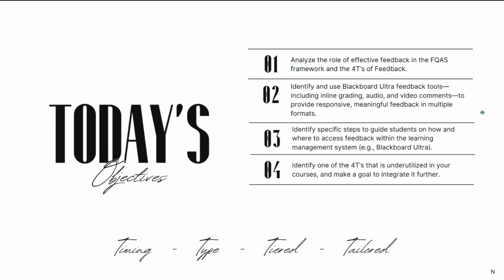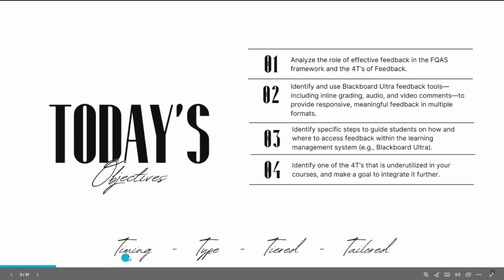Our 4 objectives up here today are: 1, to analyze the role of effective feedback in the FQAS framework and the 4 T's of feedback. On the bottom you're going to see the 4 T's, because I didn't want to tease you with them. We've got timing, type, tiered, and tailored.